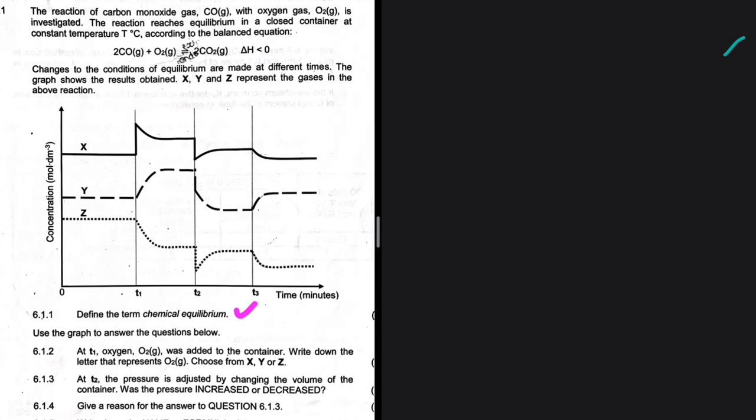Let's go through the question statement and see what is happening. So the reaction of carbon monoxide gas, CO, with oxygen gas, O2, is investigated. The reaction reaches equilibrium in a closed container at constant temperature T degrees Celsius, according to the balanced equation below, as we can clearly see here given to us. Changes to the conditions of equilibrium are made at different times. The graph shows the results obtained, X, Y, and Z, that represent the gases in the above reaction.